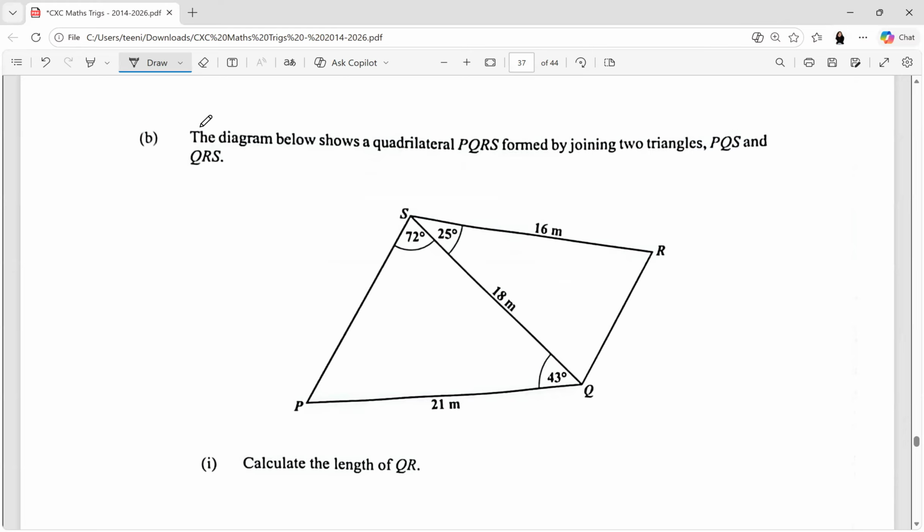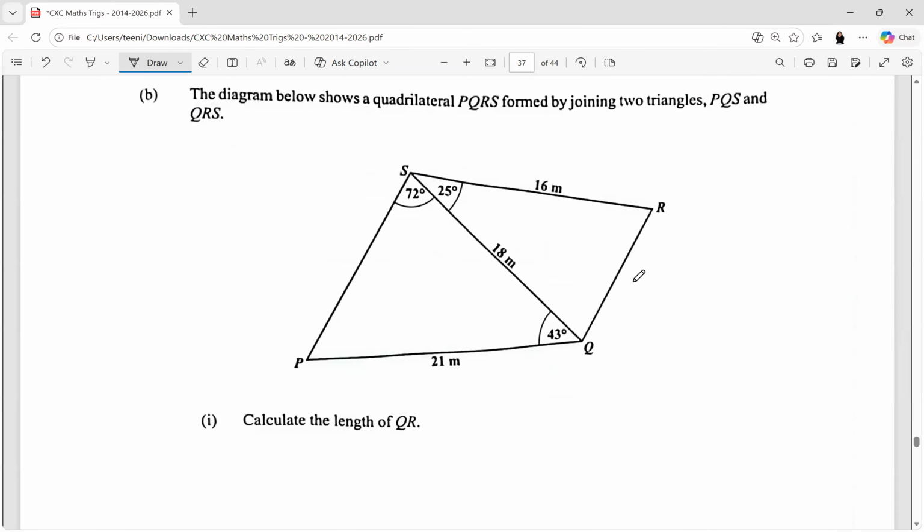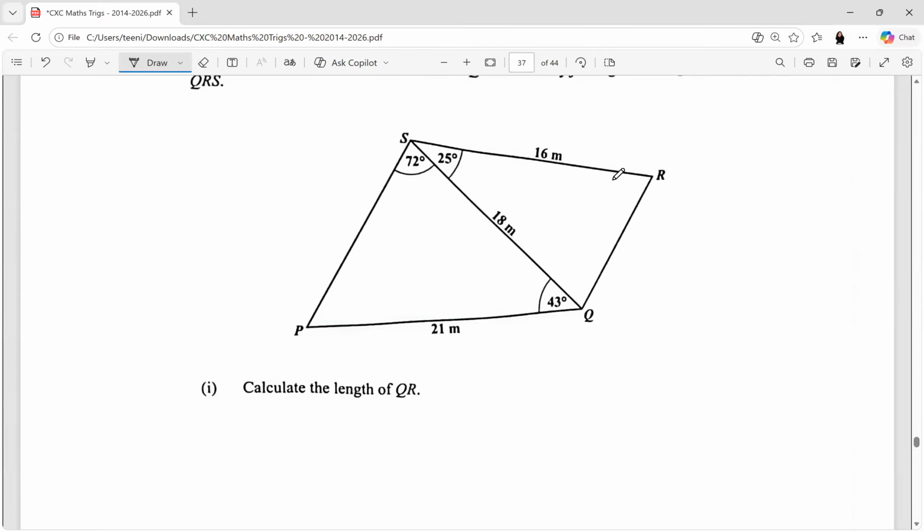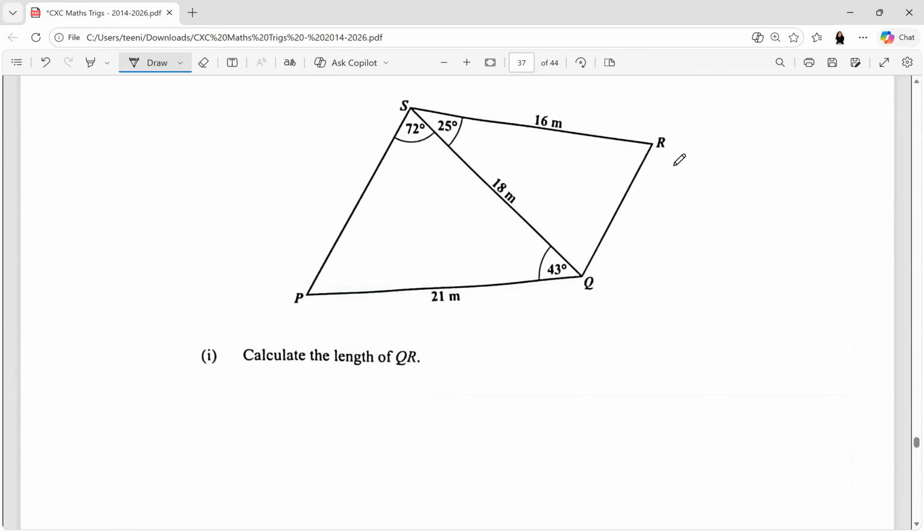The diagram below shows a quadrilateral PQRS formed by joining two triangles PQS and QRS. Calculate the length of QR. All right, I think we did this question before. We have to use the cosine rule here, guys, because you have two sides and the included angle. So to find this third side, we can use the cosine rule. So let's go.